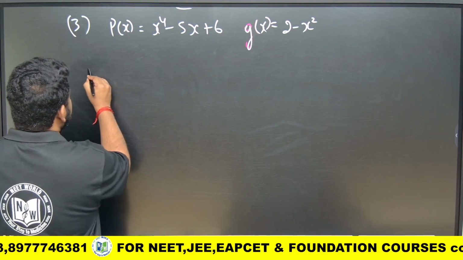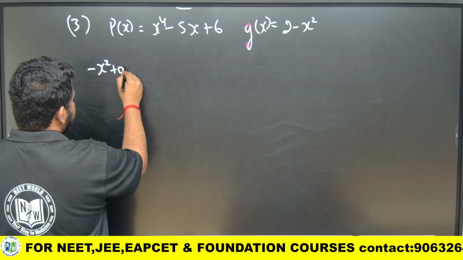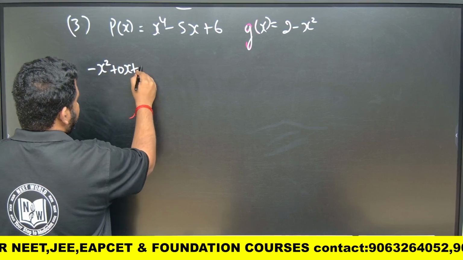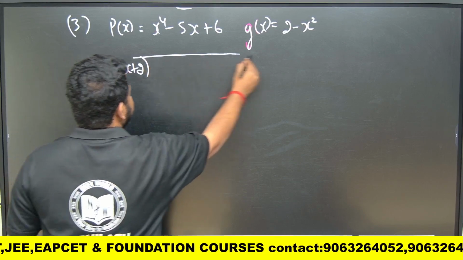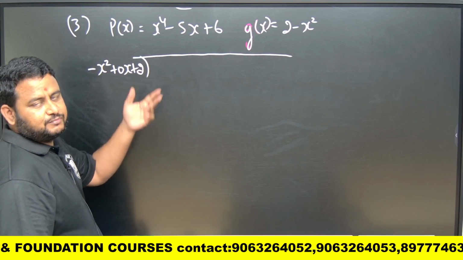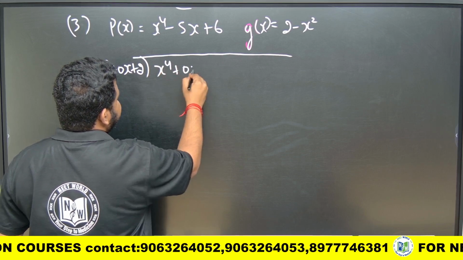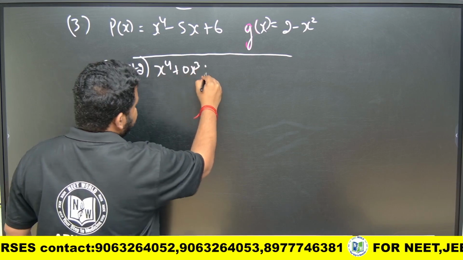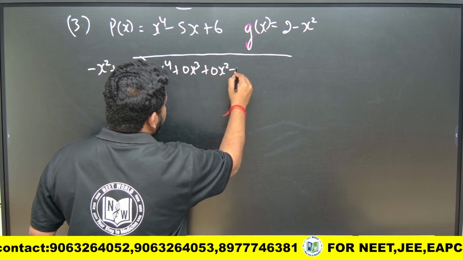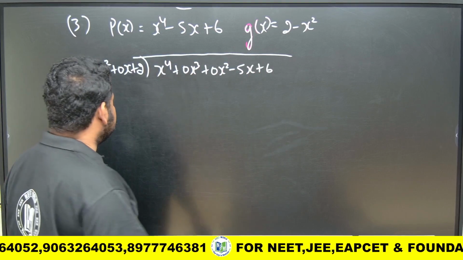I will write it here as minus x square. x is not there, so let me write it as 0x plus 2. If nothing is there, let it be 0. Now x to the power of 4 is there, then 5x is there. What about x cube and x square? They are not there, so let me write x to the power of 4 plus 0x cube plus 0x square minus 5x plus 6. Now it becomes easy for us to solve.